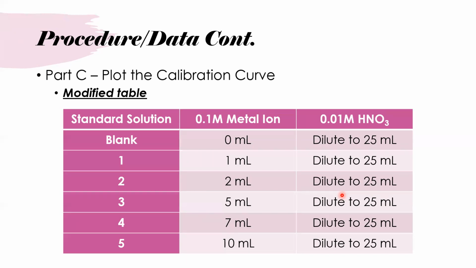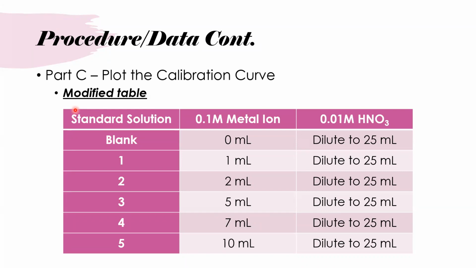But first, you would subtract the blank's absorbance from the sample absorbance before actually applying the calibration curve. And then here we have a modified table. As you can see, the volumes of the metal ion are different compared to table 35.2 in your lab manual. The volumes have been decreased, so you're going to want to use different volumes than the ones in your lab manual.